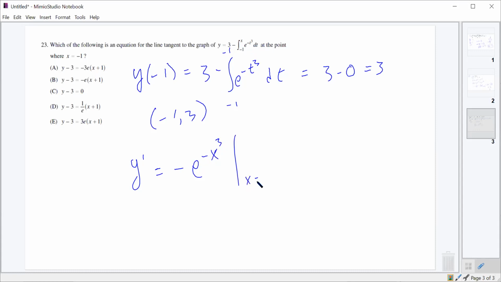We need to figure out what that is when x is -1. So -1 cubed is -1, and then a negative in front of that makes it a +1. So we've got negative e to the first, or just negative e. So our equation ought to be y minus 3 equals negative e times x minus -1, or x plus 1.